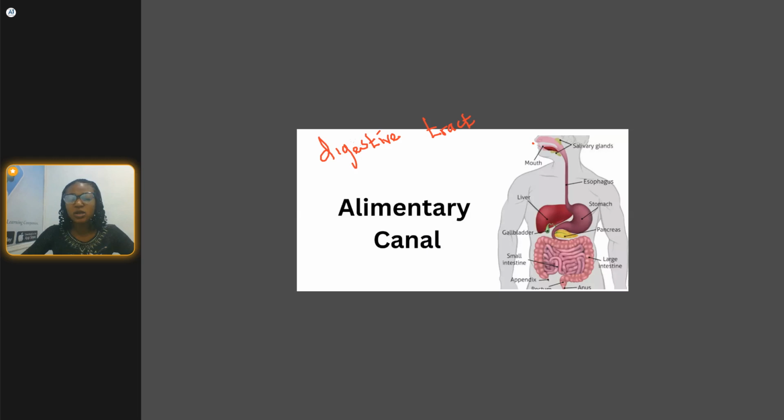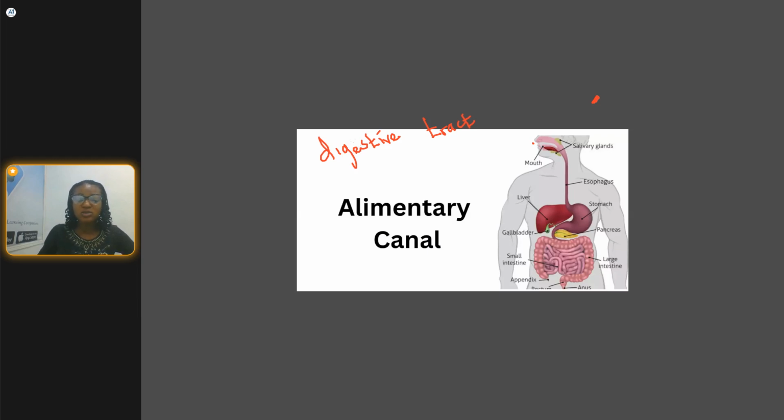All right, so it is a long tube. As you can see, it is a long tube that runs from the mouth. This is the mouth here. So it runs from the mouth to the anus. That is the alimentary canal. As you can see, the long tube coming from the mouth, even though there are some other organs attached to it, runs to the anus and ends at the anus.